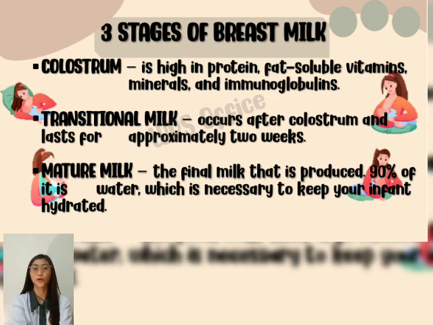Mature milk is produced in as great a volume as transitional milk, but it is thinner, more watery, or even bluish. Sometimes it's described as looking like skim milk when it is first secreted, until the fat is released later in the feeding and it becomes more creamy.